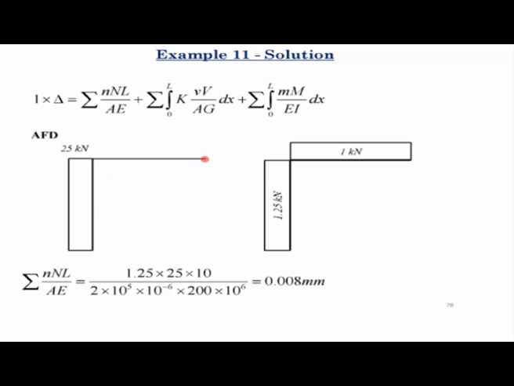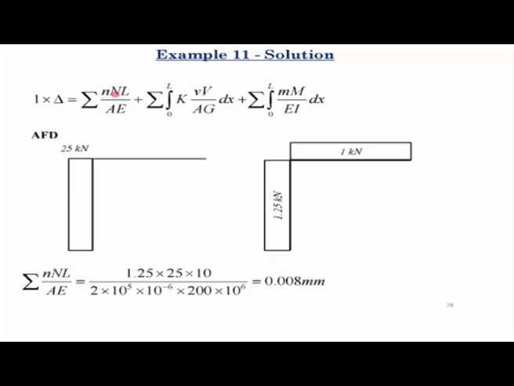Now again we notice that in the horizontal member under the applied load there is no axial force. So we don't have to consider the axial deformations here because in that case this capital N for this horizontal member would be 0. So that term would be 0. So we have to consider the axial deformations only in the vertical member. So under applied loads this capital N is 25. Under virtual load this small n is 1.25.